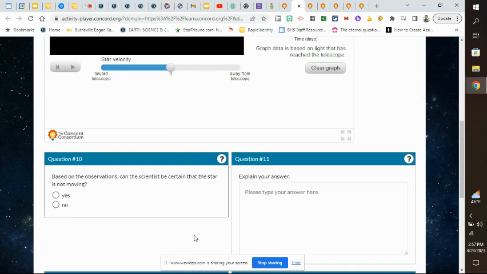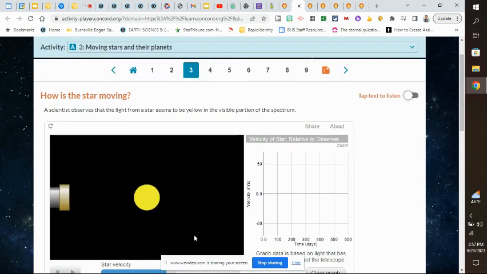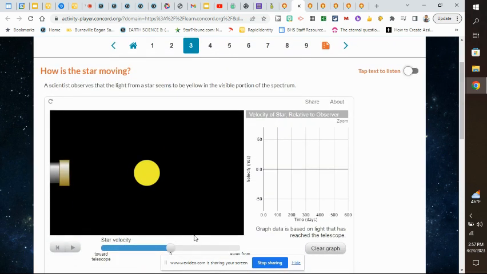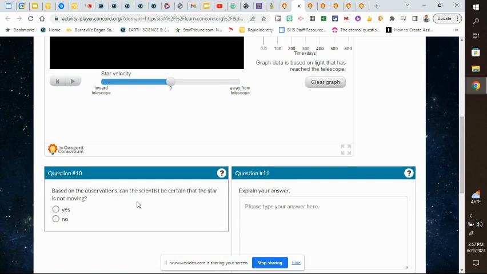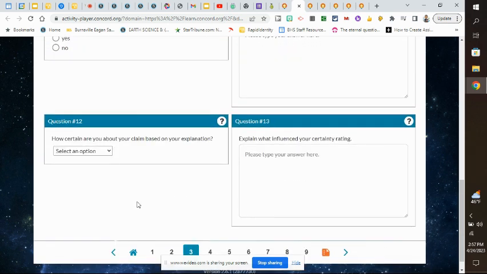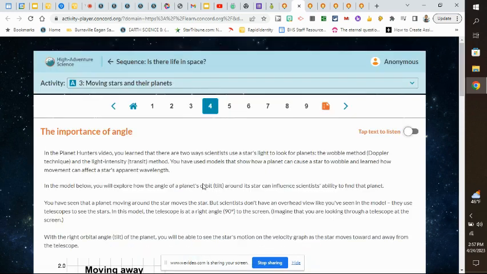Next, how is the star moving? It says, a scientist observes that the light from a star seems to be yellow in the visible portion of the spectrum. Based on the observations, can the scientist be certain that the star is not moving? All right, how certain and so on. Explain your rating. Next. The importance of angle.